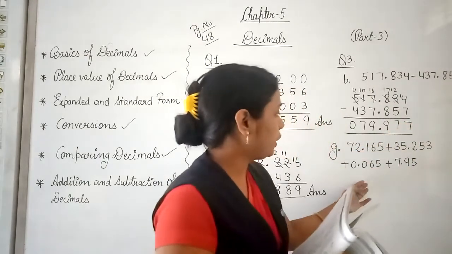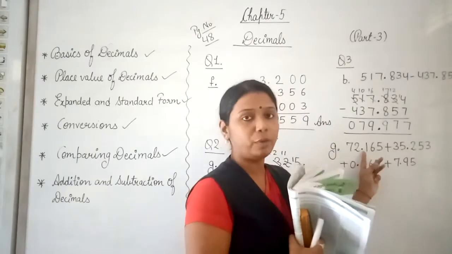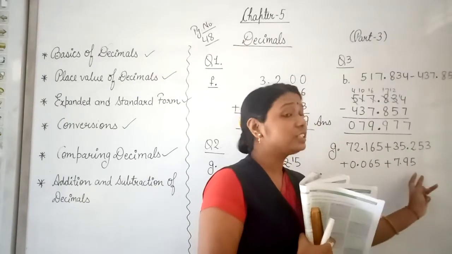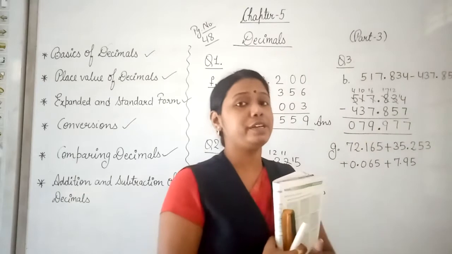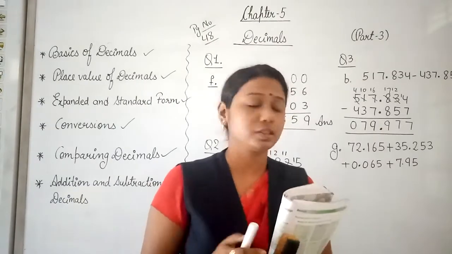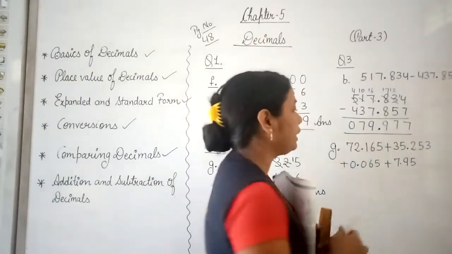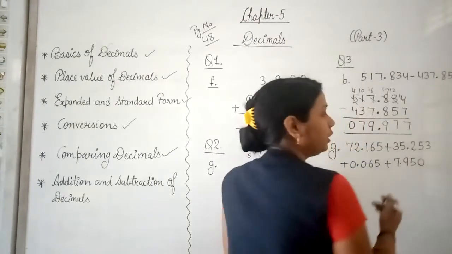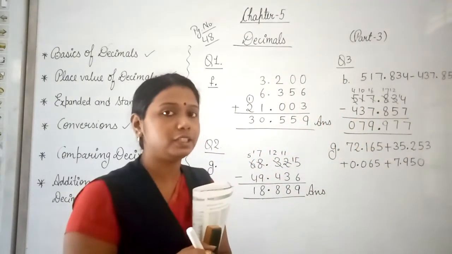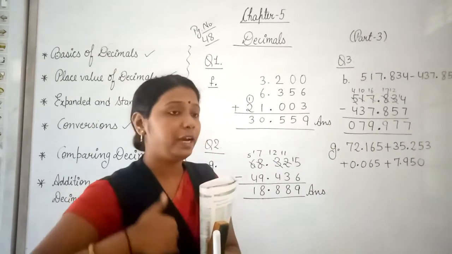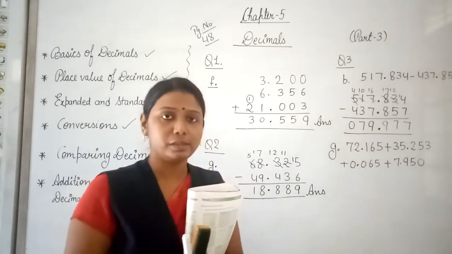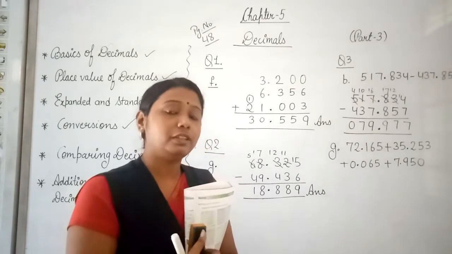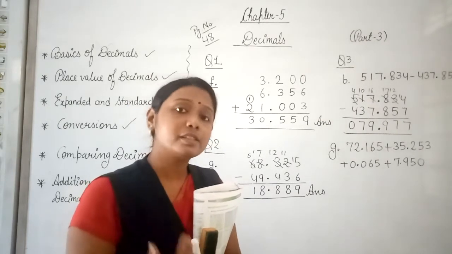But in this question you can see after the decimal point here we have 3 digits, 3 digits, 3 digits, but 2 digits. So you may face problem while arranging the numbers. So what we can do is we can add a 0 here, so that here also we will be having 3 digits. As I told you, by adding a 0 after the decimal point, the number does not get changed. It remains the same.